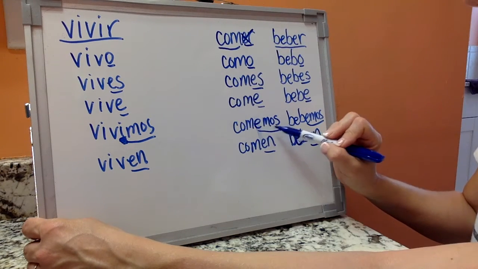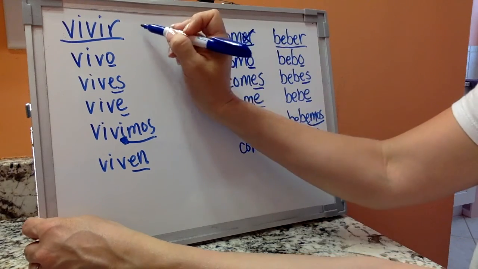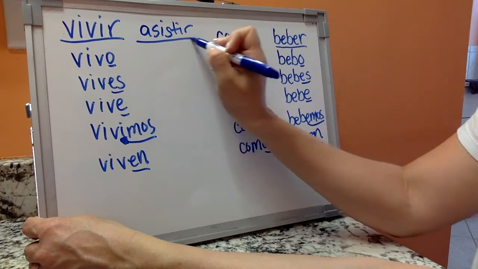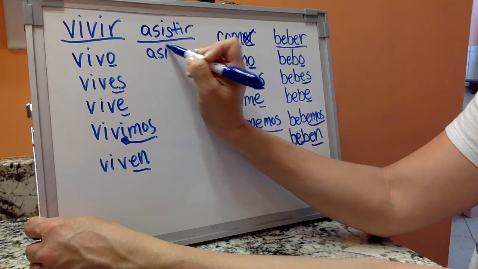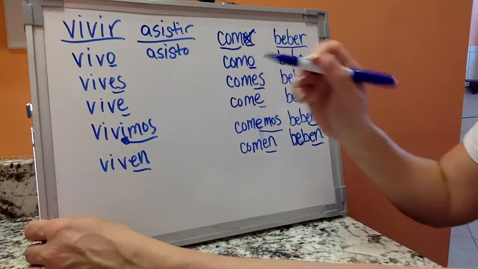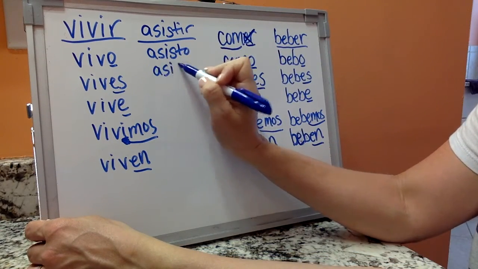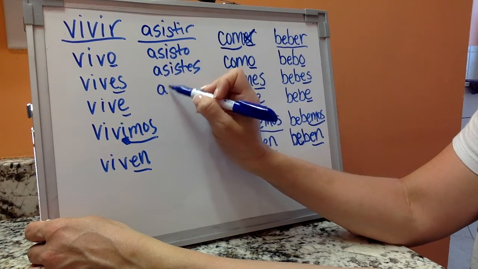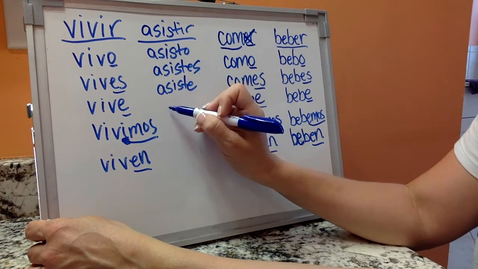Instead of hemos, it's hemos. And that's it, okay? So all of your AR verbs are just exactly the same, okay? So if you have asistir, to attend, yo asisto, tú asistes a Pulaski Tech, okay? Ella asiste a Pulaski Tech.